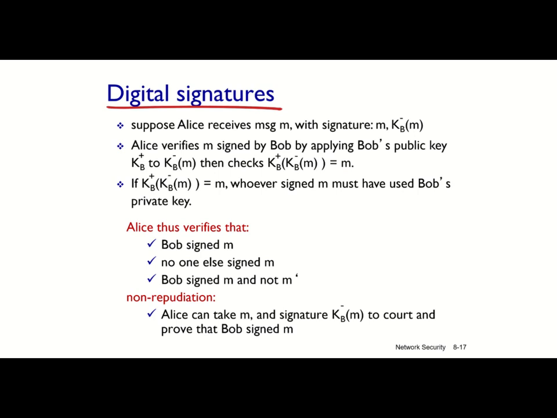Either the message M is not what Bob has sent, or maybe someone else has sent the message. So either we disprove the authentication of the message, or we disprove the integrity of the message. But if they're equal, it means that we have message integrity and we have authentication. So Alice can take M's signature KB minus of M to court and prove that Bob signed M.